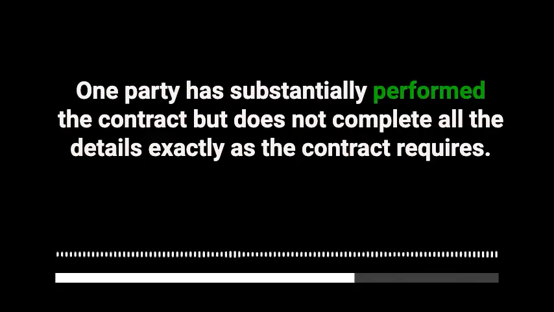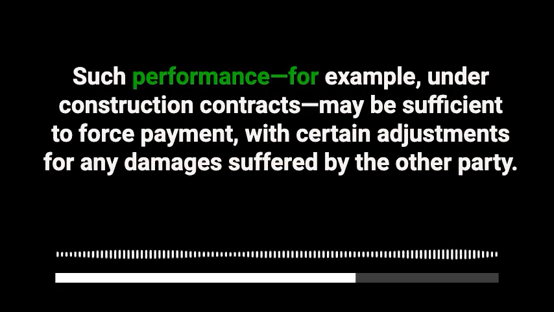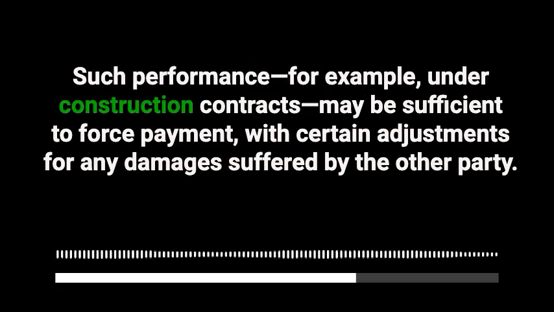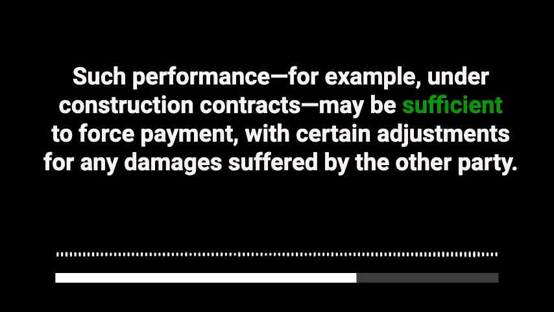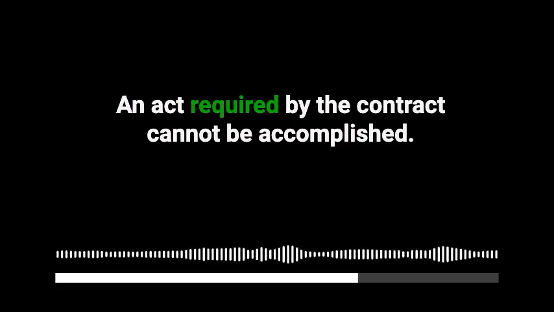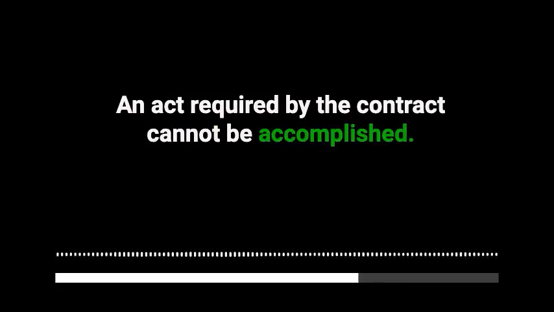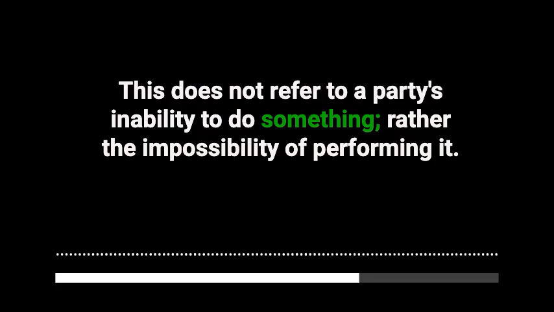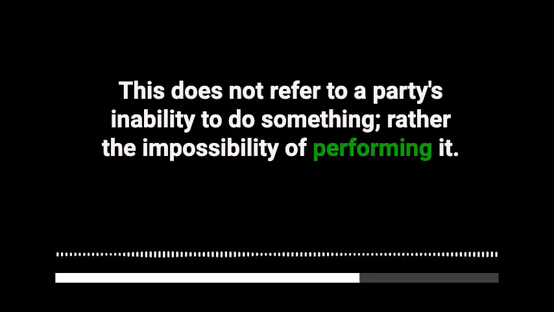Substantial performance. One party has substantially performed the contract, but does not complete all the details exactly as the contract requires. Such performance, for example, under construction contracts, may be sufficient to force payment, with certain adjustments for any damages suffered by the other party. Impossibility of performance. An act required by the contract cannot be accomplished. This does not refer to a party's inability to do something, rather the impossibility of performing it.